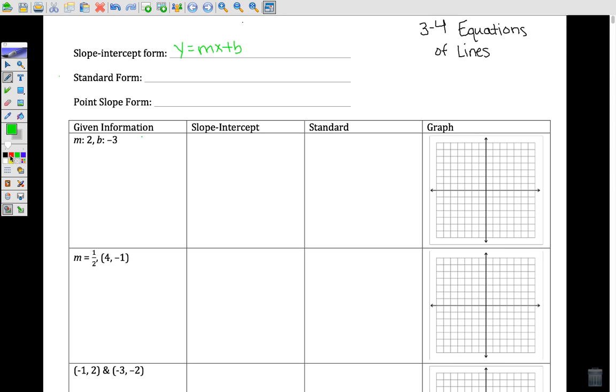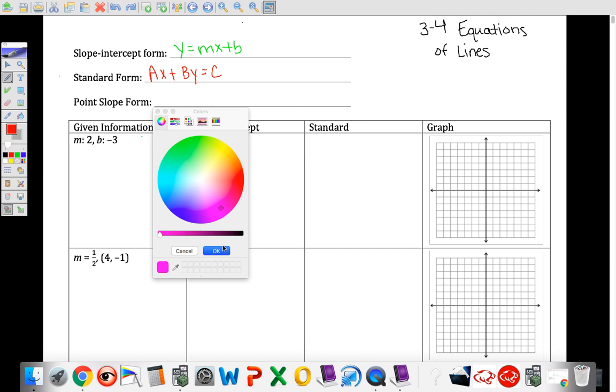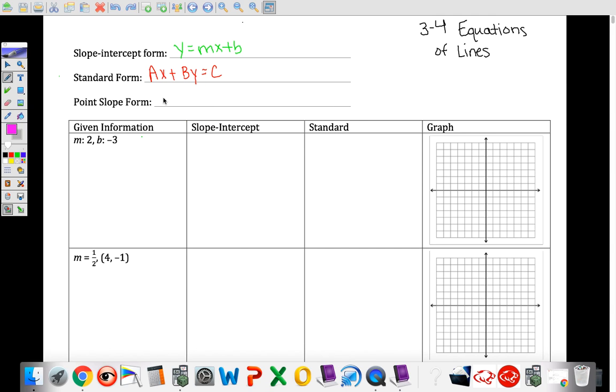The second one that we have is standard form. That's your ax plus by is equal to c. And the last one that we have is your point-slope form. That is going to be your y minus y1 is equal to m times x minus x1. You want to use that whenever they give you the slope and a point.